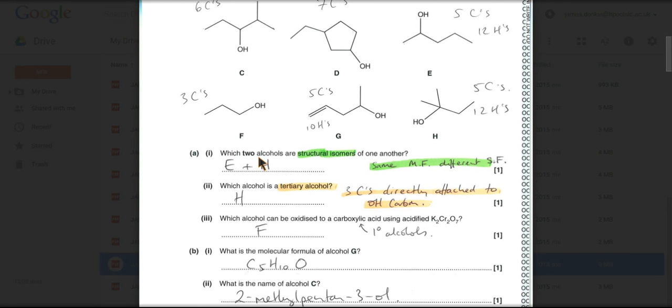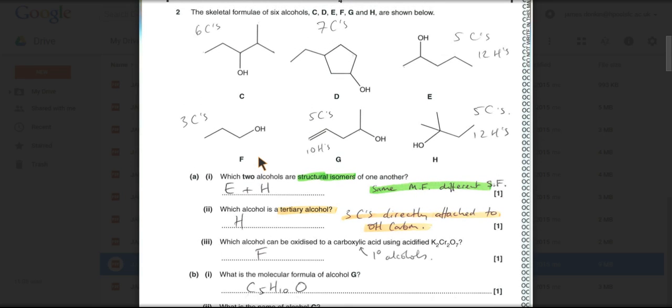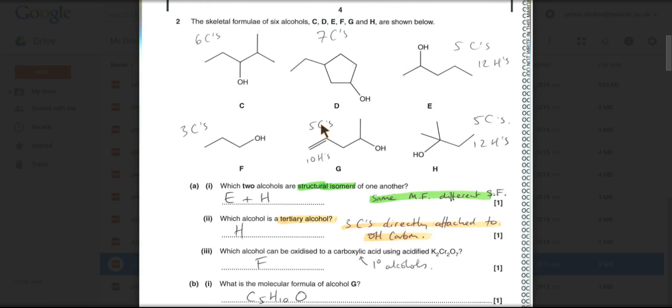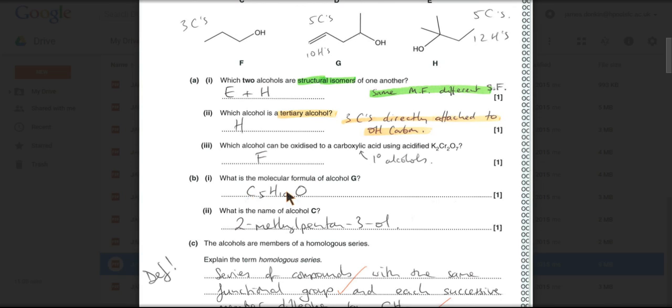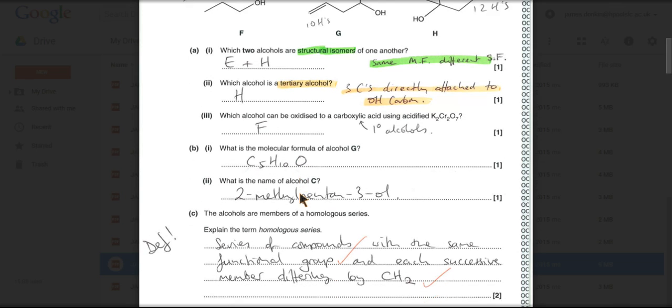What's the molecular formula of alcohol G? Well, we've already worked out the carbons, the hydrogens, so it's C5H10O. Just be careful there, don't try and give the structural formula there, just literally group all the carbons, all the hydrogens and the oxygen together.